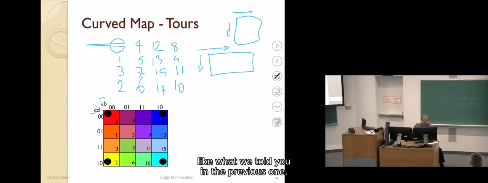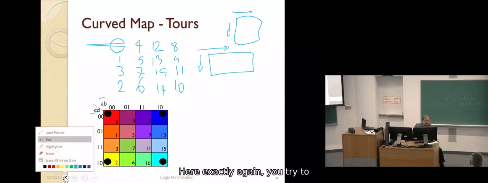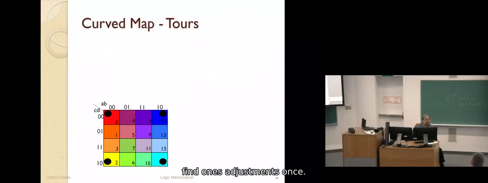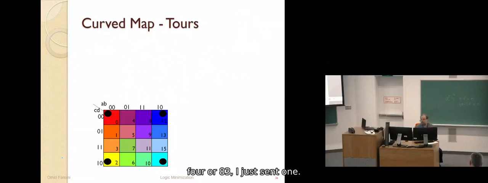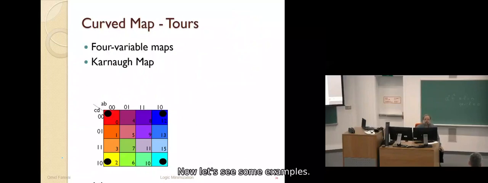Like what we told you in the previous one, here again you try to find adjacent ones. But remember, adjacent ones are groups of 2 or 4 or 8, not 3 adjacent ones, because they don't come to a common term. So now let's see some examples.